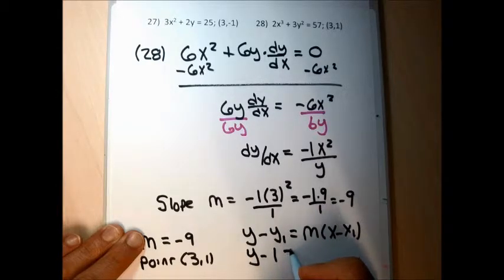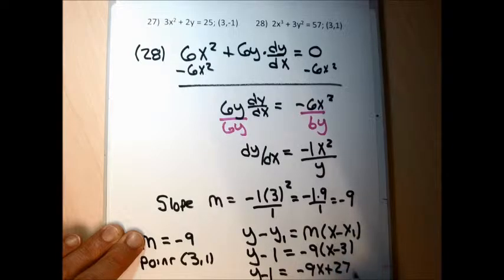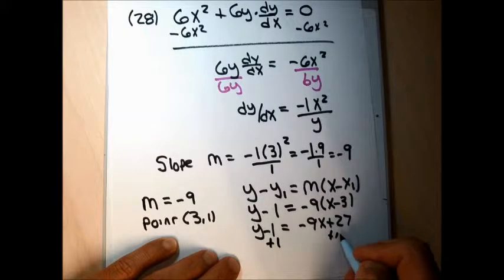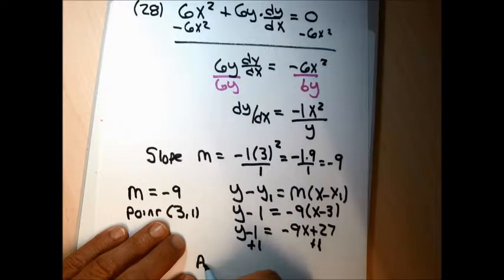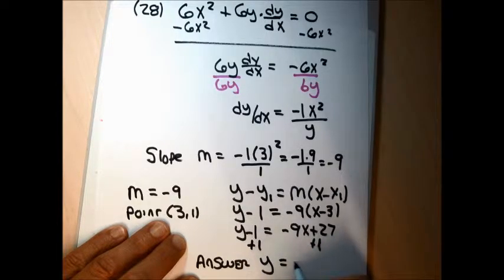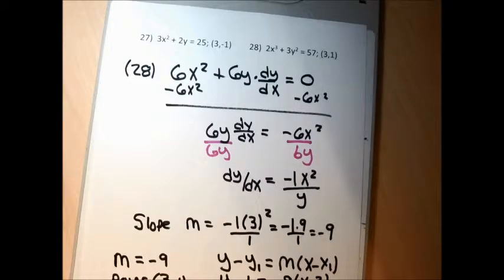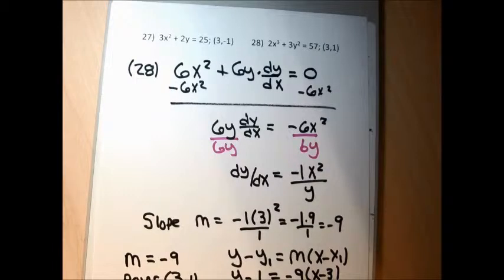So y minus 1 equals negative 9 times x minus 3. This gives me y minus 1 equals negative 9x plus 27. And then I'm going to add 1 to both sides and get my answer. So my answer for problem 28, the equation of the tangent line at the given point, is y equals negative 9x plus 28. We never factor on lines. We leave it in the y equals mx plus b form. So give 27 a go. It should be a lot like my 28.